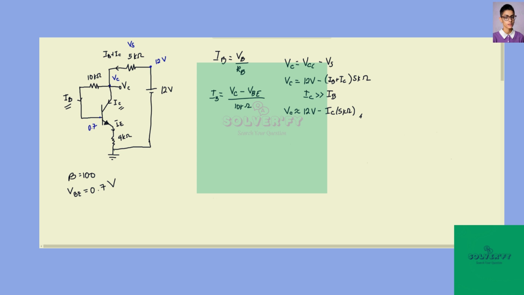Now let's put in a third equation, and that is the relationship between the current in the base and the current in the collector, which is given by IB is equal to IC over beta. Now, substituting the second and third equations into our first equation, we get the current in the base equal to 12 minus 5 kilo ohm IC minus VBE over 10 kilo ohms. Now, IB from the third equation is equal to IC over beta.